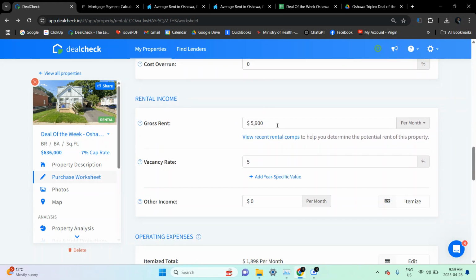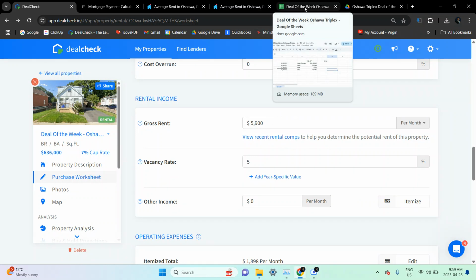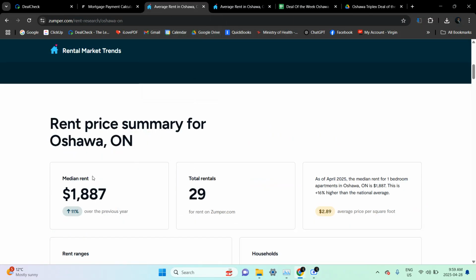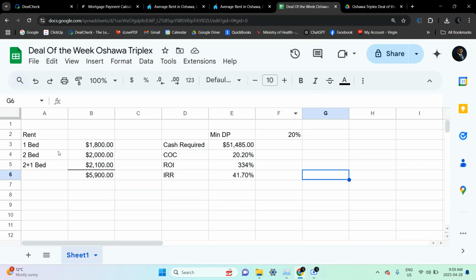Now your rental income, $5,900 on a 3-unit property isn't too bad in Oshawa, and I'll show you how I found it. If you're going to start here, this is going to be your median rent for 1-bedroom apartments here, around $1,800. And for 2 bedrooms, you're going to be a little higher, around $2,000 in Oshawa. Now, what you see here on this side, I did the numbers here. 1 bedrooms are going to be $1,800. That 2-bedroom is going to be $2,000. There is a 3-bedroom in this property, but it's more like a 2+1. So I'm going to give them $2,100 for that, which brings us to our total of $5,900 per month.